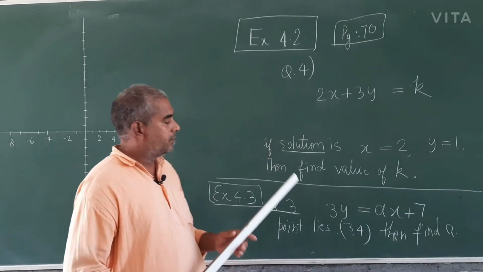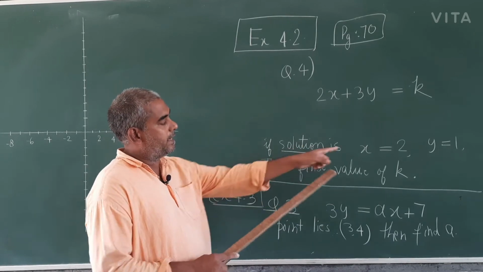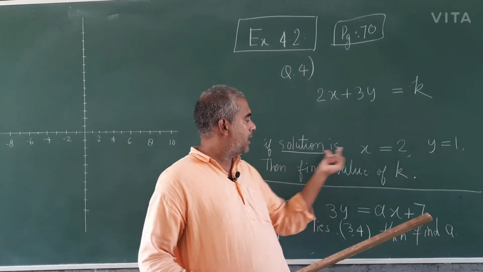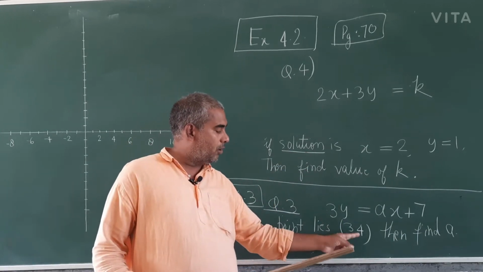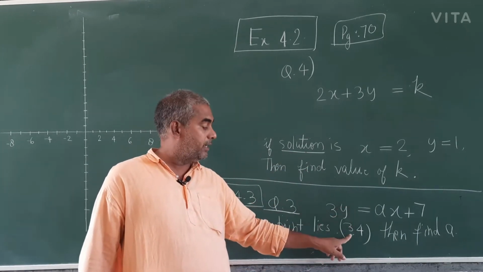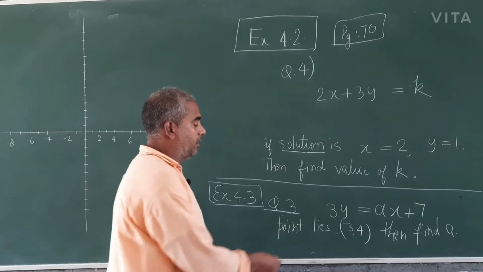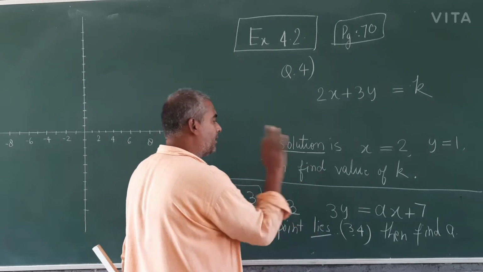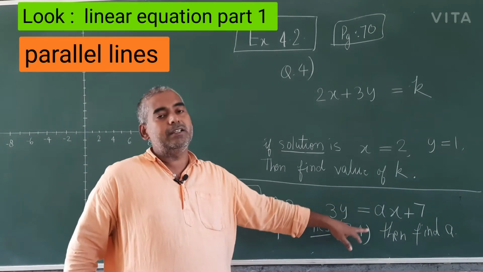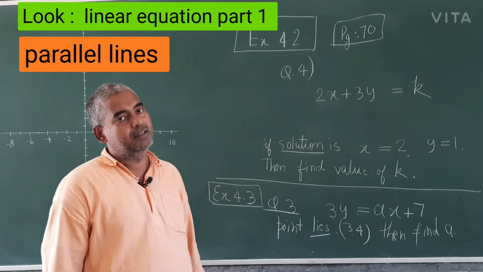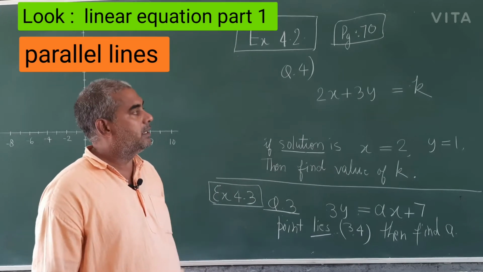You know, these two things, x is equal to 2 and y is equal to 1 being the solution, and the point 3,4 lying on this line, are the same thing. Any point that lies on any equation is called a solution of that equation. What does it mean? Let me clear it up.